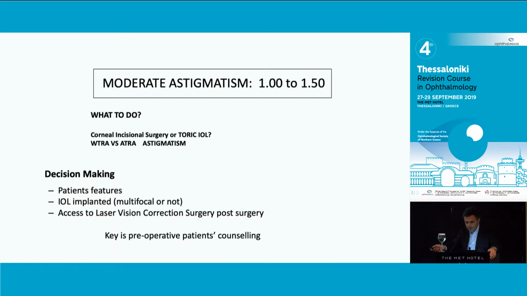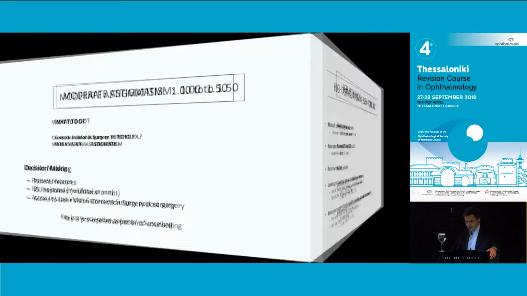So for moderate astigmatism, it really is based on your ability to correct it with incision. With-the-rule, easier. Against-the-rule, more difficult. So I have a tendency to go to toric IOL more often where you're dealing with against-the-rule astigmatism. And also the type of surgery that you're doing. If you're using premium lenses, multifocal, then I think you're bound to use a toric, because if you don't correct it, the lens will not work, as we all know.